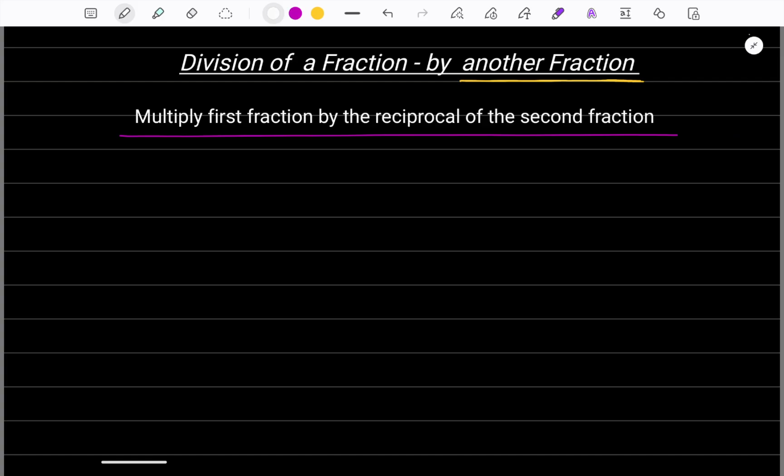To understand division of a fraction by another fraction, we take the example 5 by 7 divided by 1 by 3. This can also be written as 5 by 7 in the numerator divided by 1 by 3 as its denominator. To solve, we write the first fraction 5 by 7 as such. Now we have to do two things. First, we replace the sign of division with the sign of multiplication and write the second fraction, that is also known as the divisor, in its reciprocal form. So that will be 3 by 1.